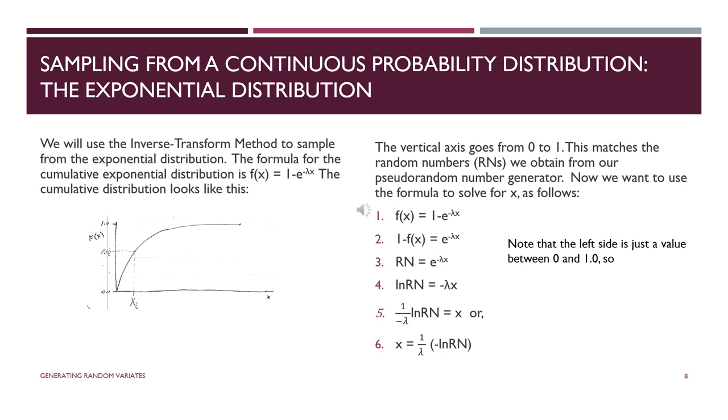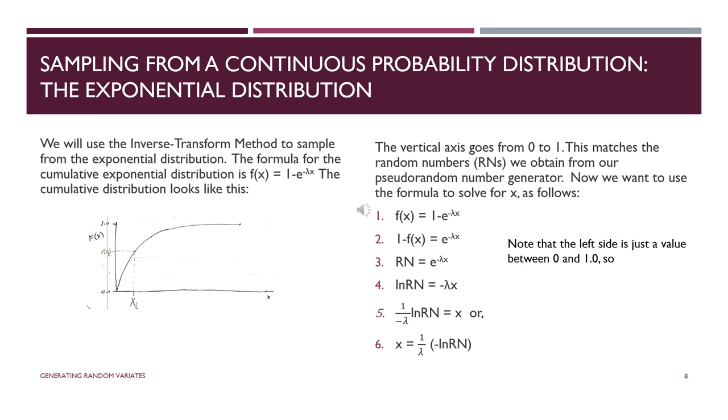So the first step is that's the cumulative distribution for the exponential. The second step is to take the 1 to the other side, but if f of x is a number between 0 and 1, then 1 minus f of x is also a number between 0 and 1. So that's where we put the random number in. And now the random number is on the left side of the equation. The right-hand side is pared down to just e raised to the power of negative lambda times x. And step 4, step 5 are all intermediate algebraic steps to turn everything around and just solve for x. And we do that in step 6.